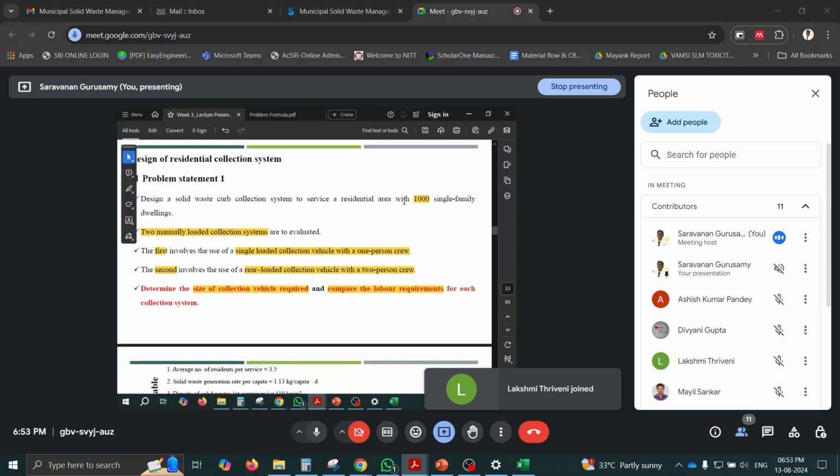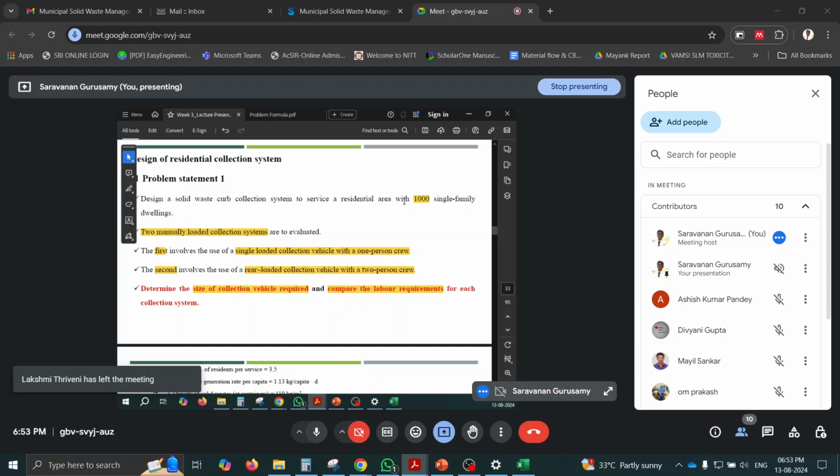So the question is to design a solid waste curb collection system to service a residential area with 1,000 single family dwellings. So we have to collect waste from 1,000 single family dwellings or houses. Two manually loaded collection systems are to be evaluated. One is a single vehicle with one person. Second option, one rear loaded vehicle with a two-person crew. Which one do you think will be effective? I thought one vehicle with two persons will be more effective than one person with one vehicle. We will calculate and see the result.